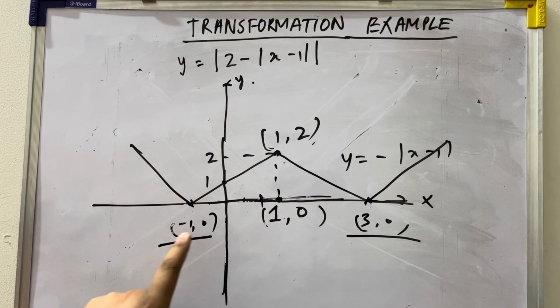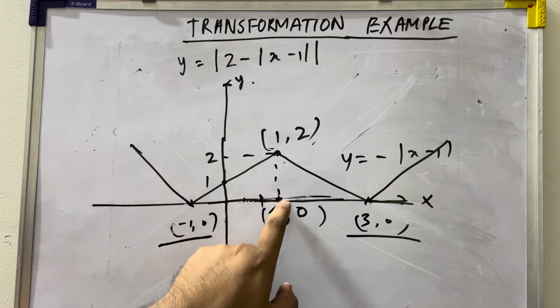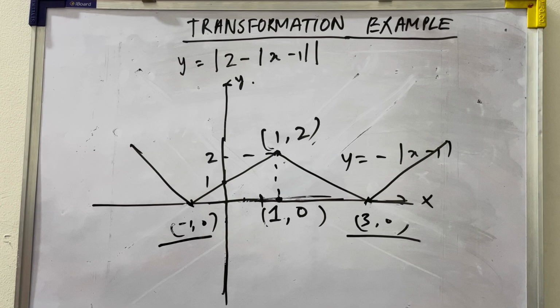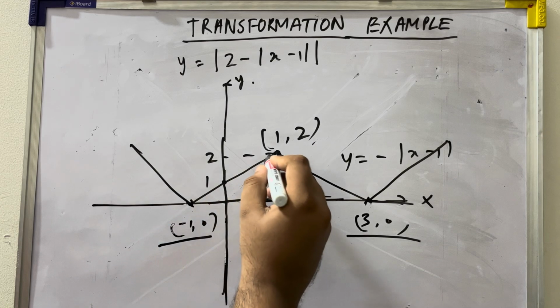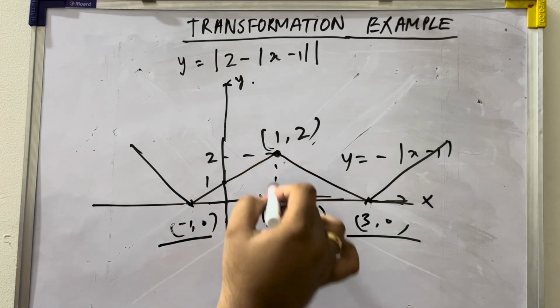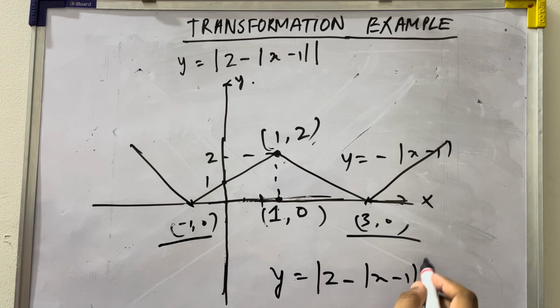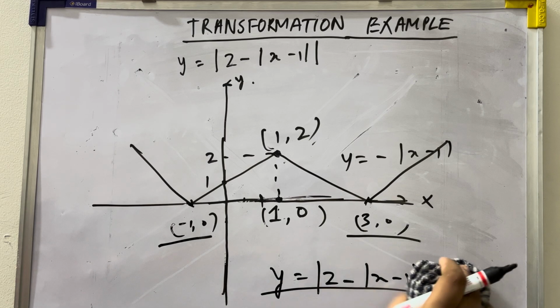So this is minus 1 comma 0, this point, the vertex point, is 1 comma 0, and this point is 3 comma 0. I think this is very much clear to you all, and the vertex that forms over here has x-coordinate 1 and y-coordinate 2. Correct students? So this is the graph of y is equal to mod of 2 minus mod x minus 1. Very quickly I have solved this problem. Students, I think this question is very much clear to you all.